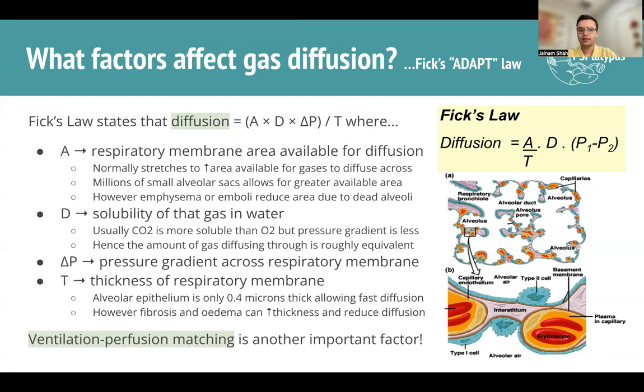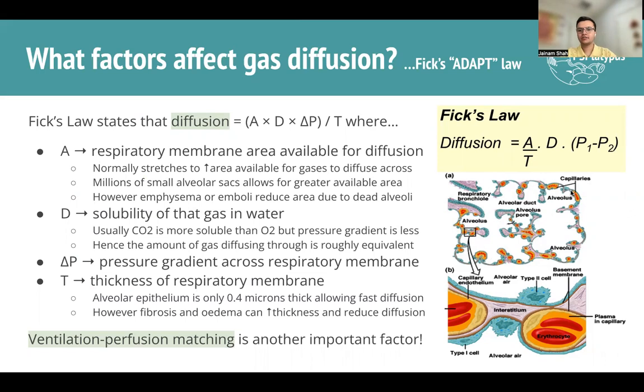The other important factor is ventilation perfusion matching, which doesn't come into Fick's law, but we will discuss that a little bit later on. This diagram down here at the bottom is just to show you that some of these factors you can actually visualize quite well. Here you've got the actual alveolar duct, the little alveoli coming off in little sacs, leading through from the respiratory bronchioles. And then you've got the blood vessels, the capillaries, being there.